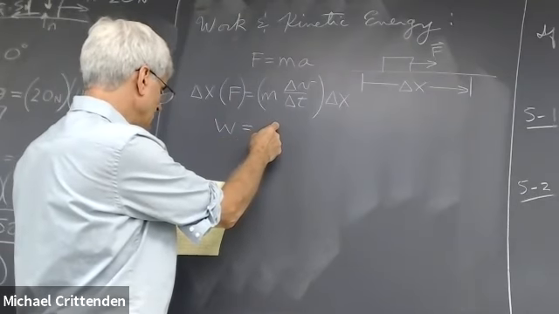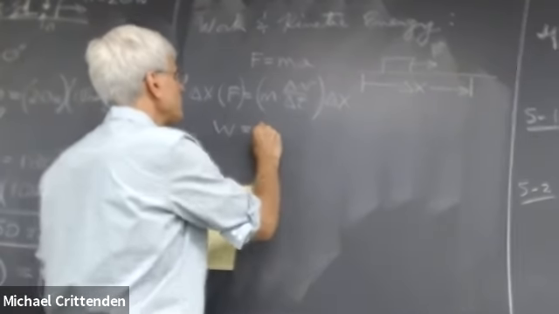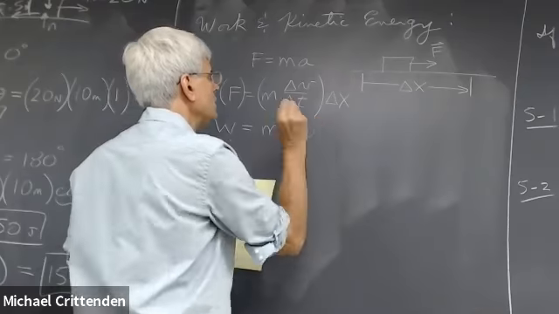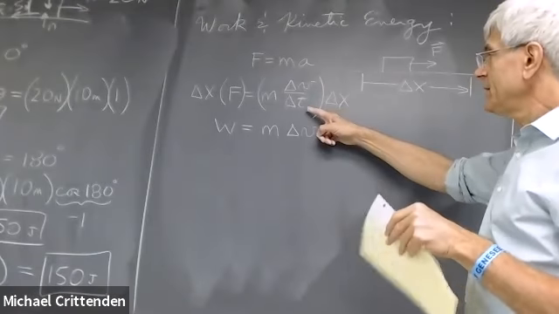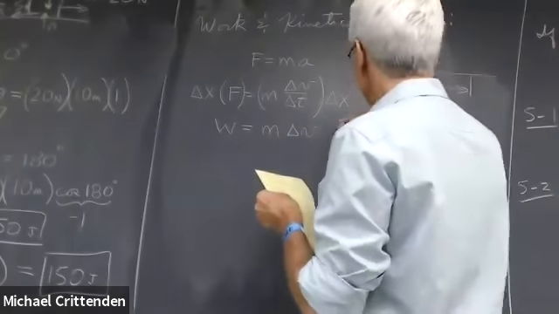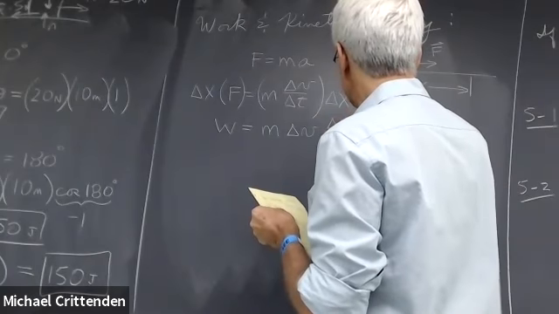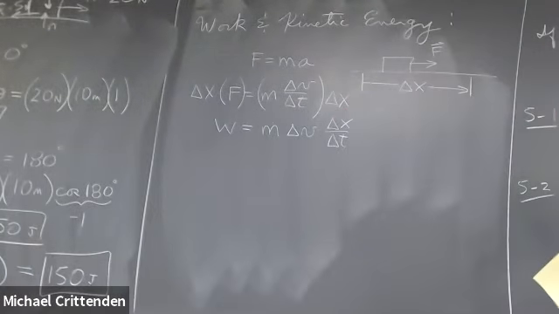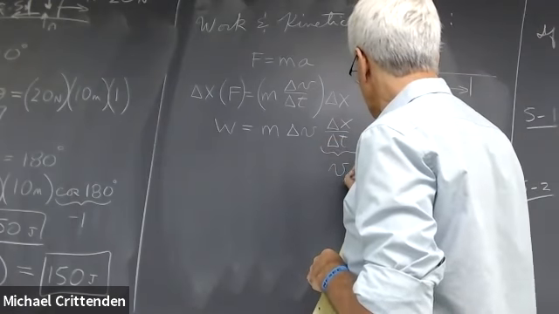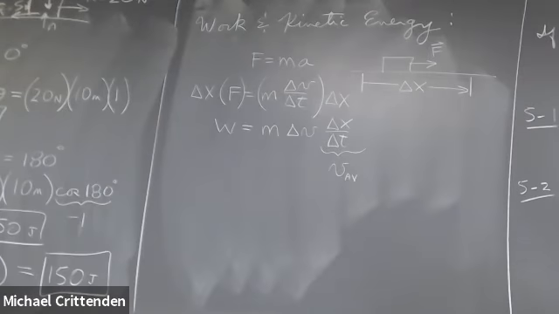Over here on the other side, I'm just going to rearrange a few things. Recopy the m, recopy the delta v, and I'm going to take the delta t and slide it over so it's underneath the delta x, like that. If you refer back to section 1, displacement over time is the average velocity.